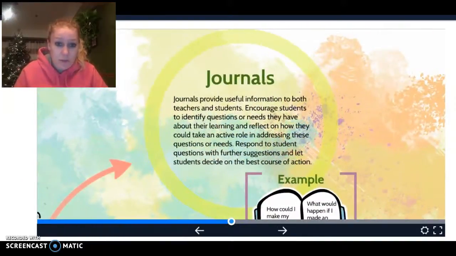And the first one is journals. So this is providing really useful information to teachers and students.